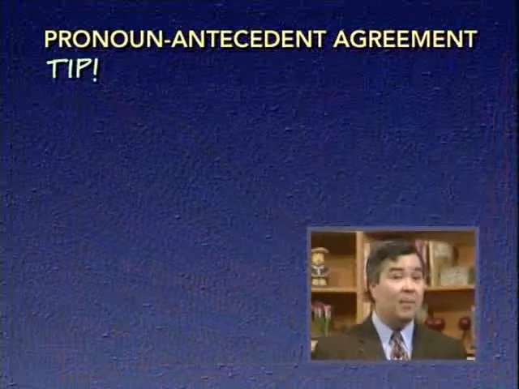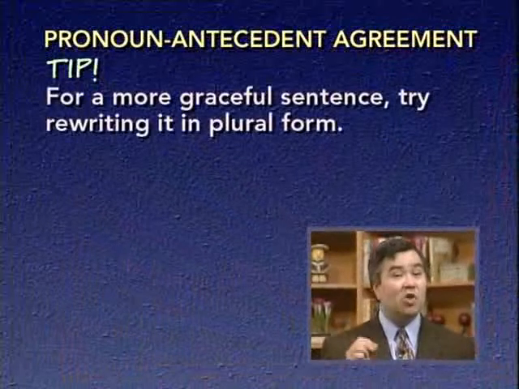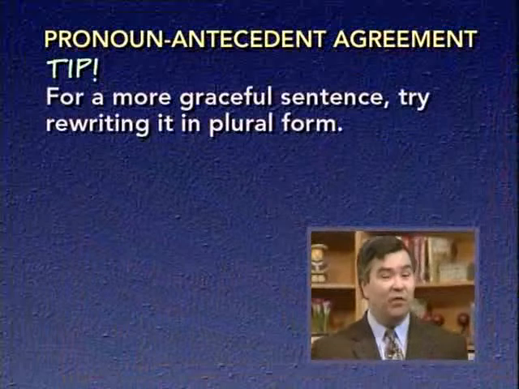There is one problem with this construction. It can feel a little bit awkward, and if the same kind of construction occurs 2 or 3 times in a paragraph, it can feel especially awkward. If you find yourself writing a paragraph in which you are saying his or her, he and she, over and over again, it begins to feel a little bit uncomfortable. You're throwing in so many extra words. Here's a tip for how to get out of that problem. For a more graceful sentence, try rewriting it in plural form.